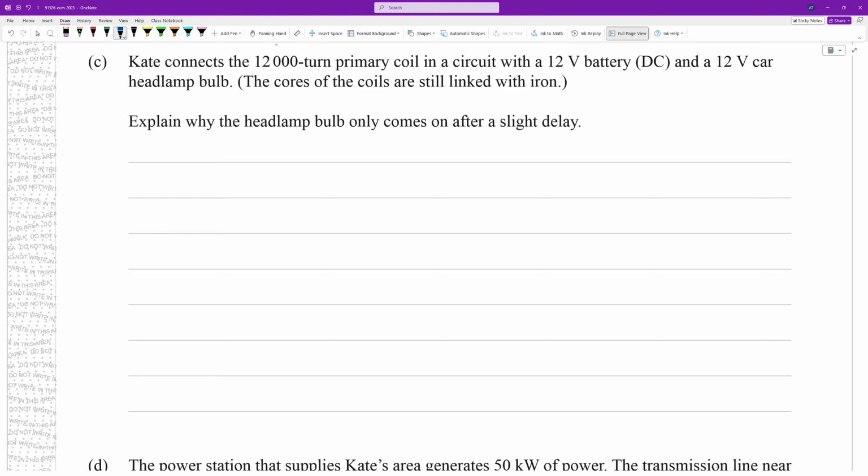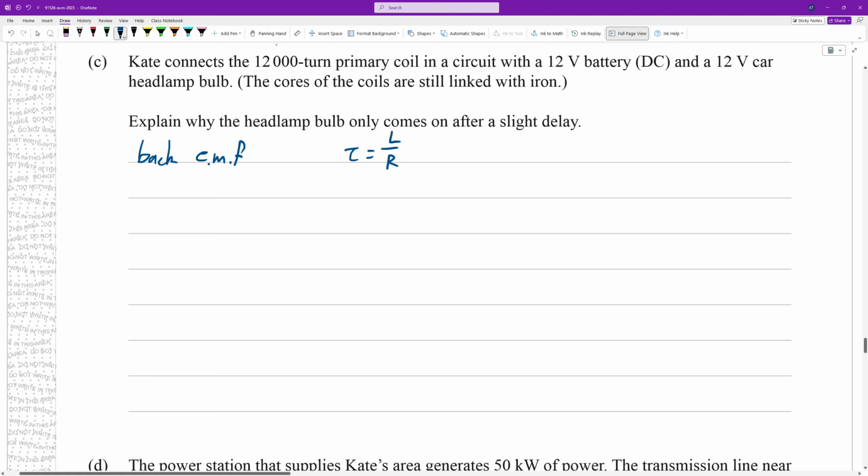It's asking us to explain why, after you flick the switch, it takes a moment before the headlamp will turn on, and then it will quickly turn off, right? But it doesn't say that part. So 2 ways to explain this. We could explain it in terms of back EMF, or in terms of the time constant, right?